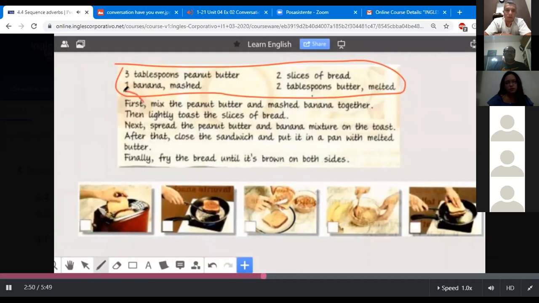And so we use the first one, first, mix the peanut butter and mashed banana together. Then we use another sequence adverb, then, lightly toast the slices of bread. Next, spread the peanut butter and banana mixture on the toast. After that, close the sandwich and put it in a pan with melted butter. And finally, fry the bread until it's brown on both sides.